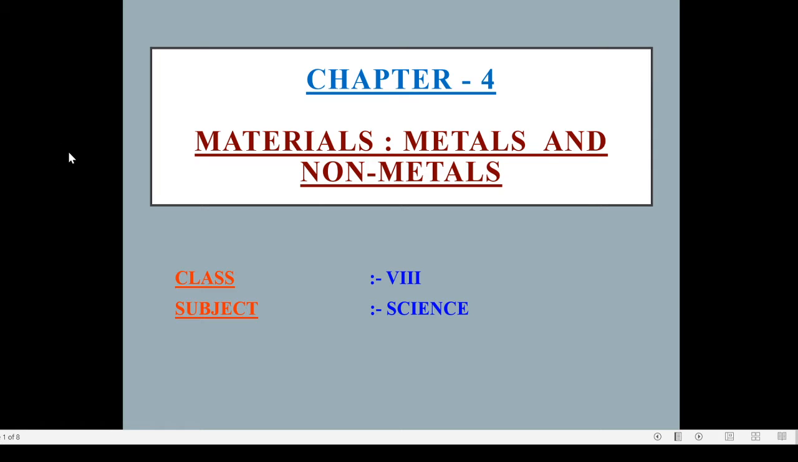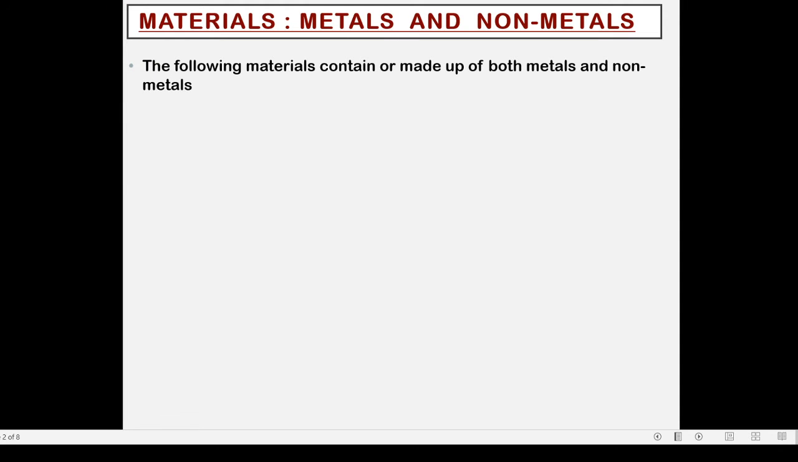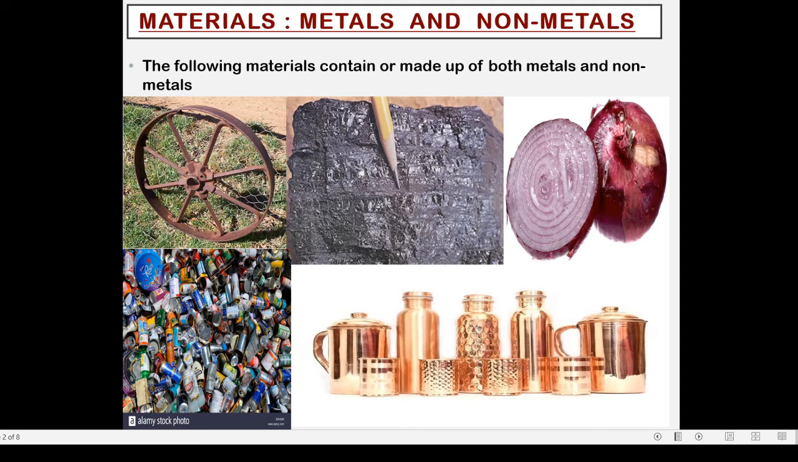In today's session, we will start with a new chapter, materials, metals and non-metals. If you look at the materials in and around you, they are either made up of or composed of metals or non-metals, like the few examples you can see on the slide. Now, how can you distinguish between metals and non-metals? First, let us see their physical properties.